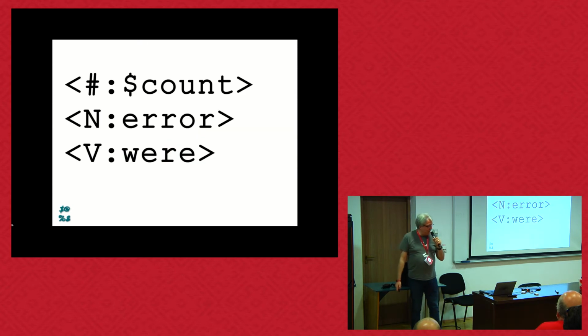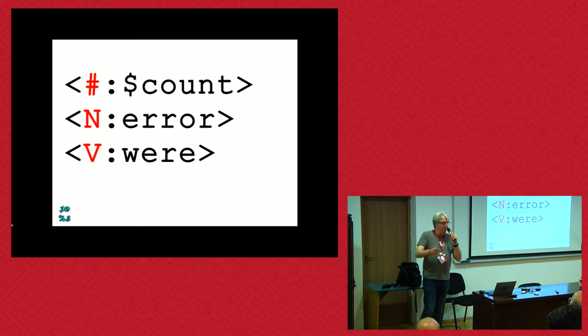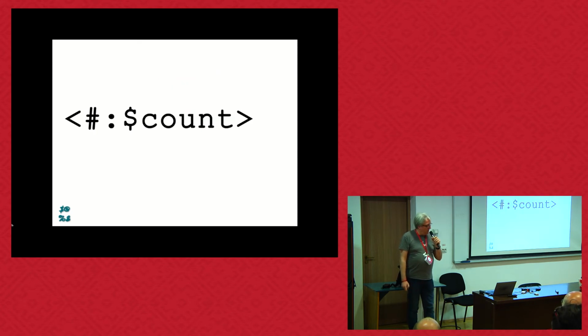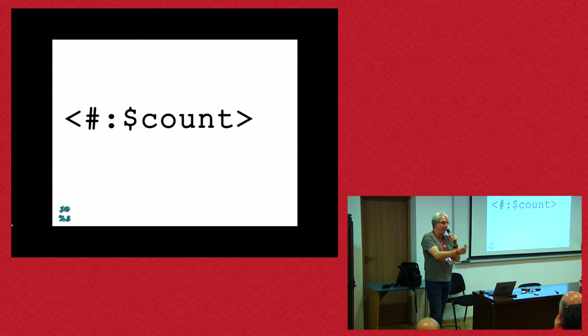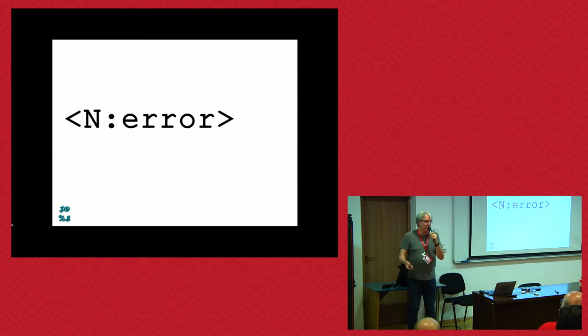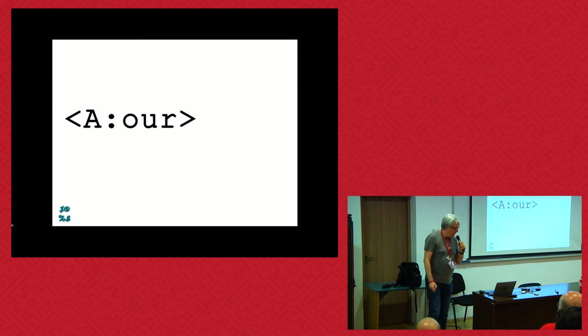So obviously this is the string that you pass in, and there are these tags in the string. And this is where the magic happens. Tags: a letter or a symbol that tells the module what the tag is, and then some data that you pass in. So there's a tag that has the hash sign, and hash kind of means count, so that's where you put a variable that contains the number of things that you're dealing with. N is where you put a noun. V is where you put a verb. It's not in any of the examples because it's really hard to find a good example, but you can also do it for adjectives.